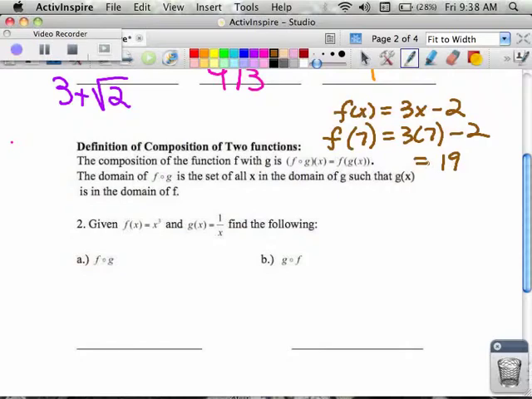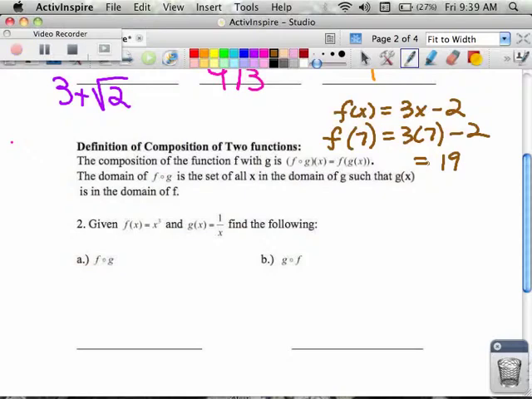Composition of functions means the same thing, but instead of plugging in a number, you're going to plug in a whole function. That's all it means. Shove in the function for x. Shove in the function for x. But we're going to choose 2 different functions. I don't like the ones that they picked.